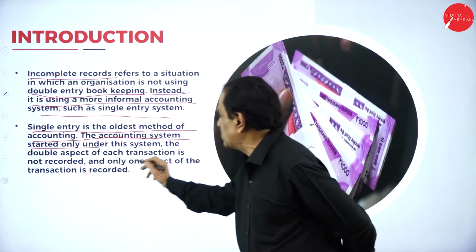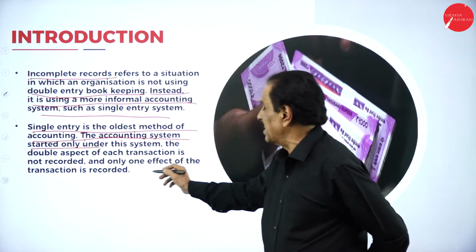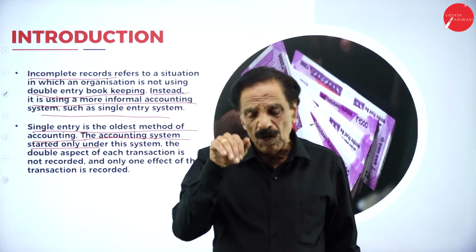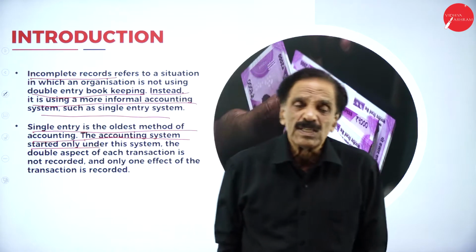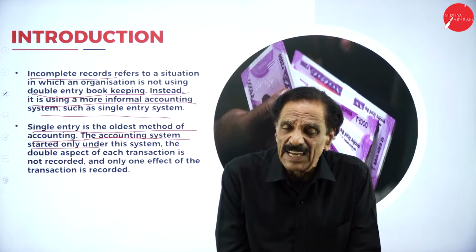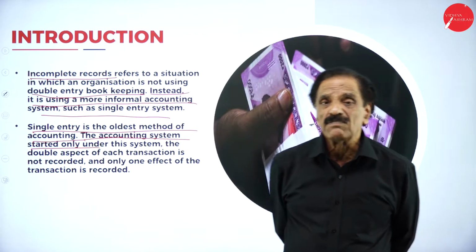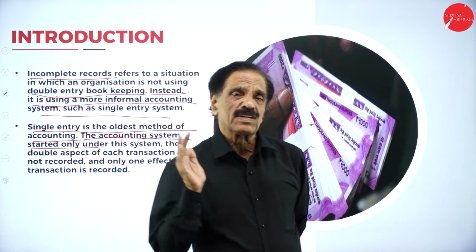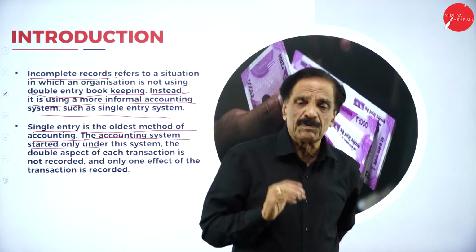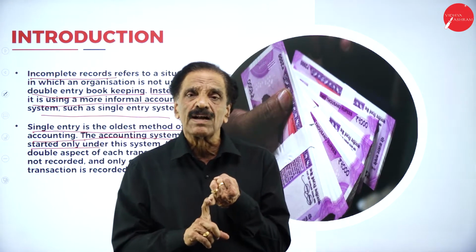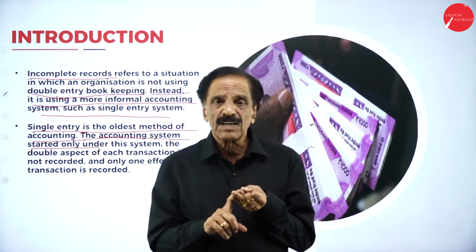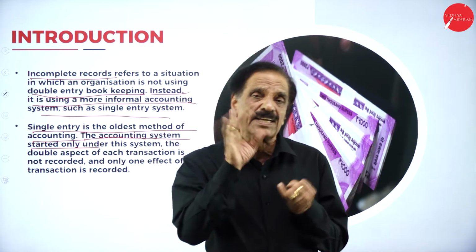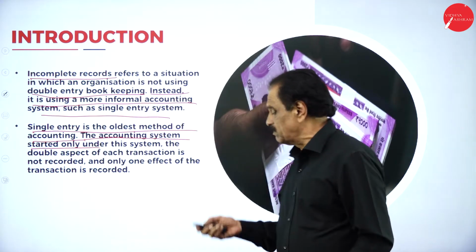The double aspect of each transaction is not recorded, and only one effect of the transaction was recorded previously. In the previous days, we had one-sided entry, called single entry. Now we have two-sided entry. For every corresponding debit, there is a corresponding credit. Before entering the double entry system, what are the things to be prepared? You have to prepare the debtor account, creditor account, BR account, BP account, statement of affairs, which is nothing but a balance sheet, and a cash book. I am going to explain one by one now.